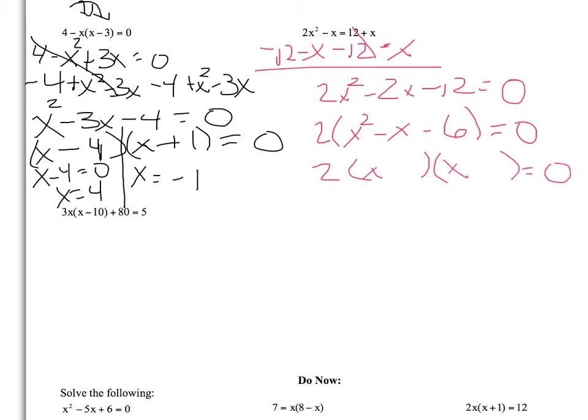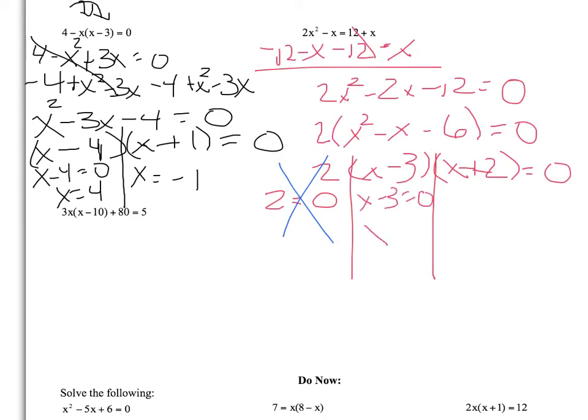X squared factors to x and x. Factors of 6 are 5 and 1, 3 and 2. We have to use 3 and 2 because I need to add or subtract to a negative 1. The way I get a negative 1 is with a negative 3 and a positive 2. Split it, set all your factors equal to 0. So when I set 2 equal to 0, that never happens, so we cross it off. Then I'm going to say x minus 3 equals 0, so x equals 3. And then I'll say x plus 2 equals 0, so x equals negative 2.